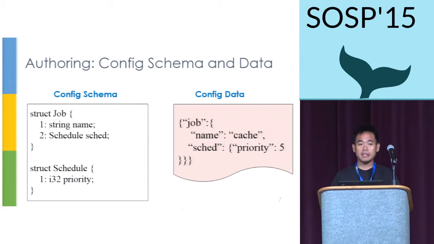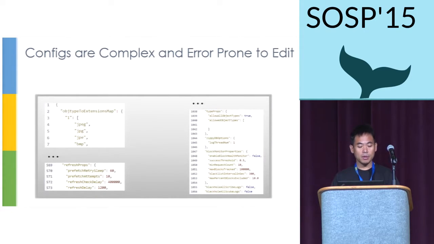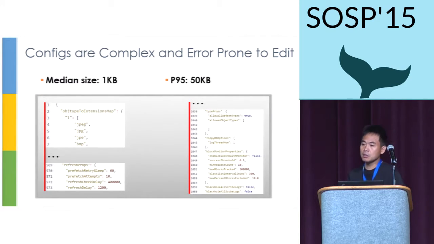We do not manually edit the configuration file, because it's very error prone to do manual editing. This is one example of a real configuration file we use in production. It configures one component related to the storage system. It's very complex, and error prone to edit because it even has nested data structures. Out of the hundreds of thousands of configuration files we have at Facebook, the median size is about 1 kilobyte. The P95 is about 50 kilobytes. So they are not small. They are non-trivial configuration files.